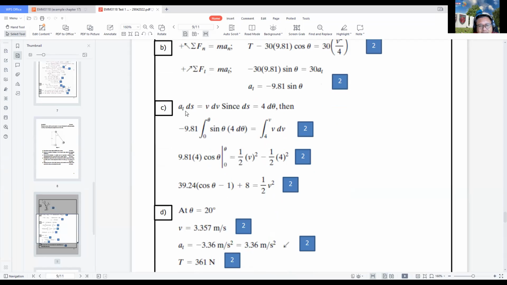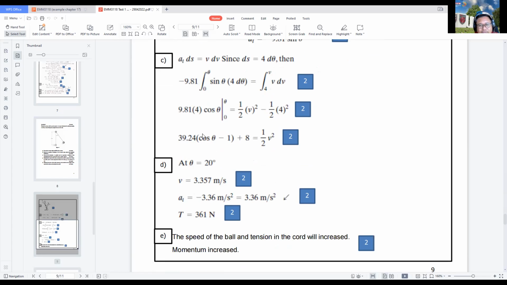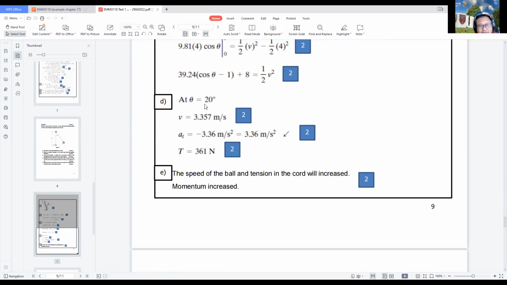You can start from this expression up here, A ds equal to V dv, and since you know that ds equal to r dθ, then you can replace all this. Okay, ds equal to r dθ. So ds here you replace by r dθ, and then you rearrange everything here to solve for this set of equations. And at θ equal to 20 degrees, then you can calculate for v_A as well as the tension on the cord.